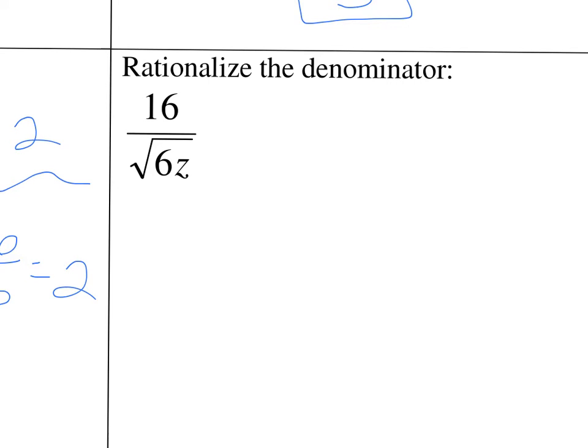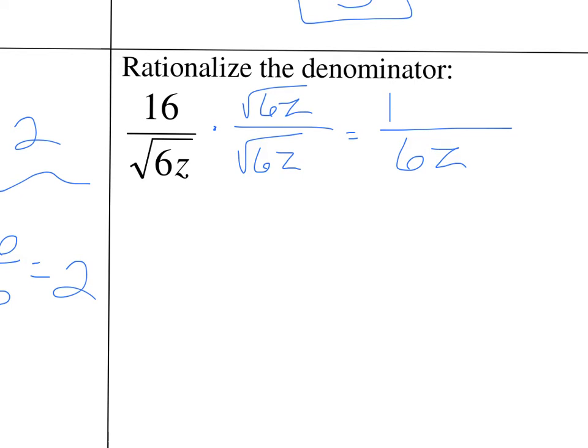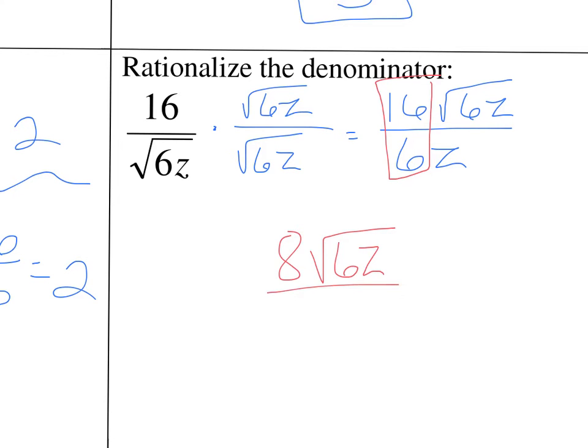Rationalize the denominator. We're going to multiply the square root of 6z times itself, and that's going to give us 6z. We have to do the same thing in the numerator. So we end up with 16 times the square root of 6z. But the 16 over the 6 will reduce. They're both divisible by 2. So we have 8 times the square root of 6z over 3z.